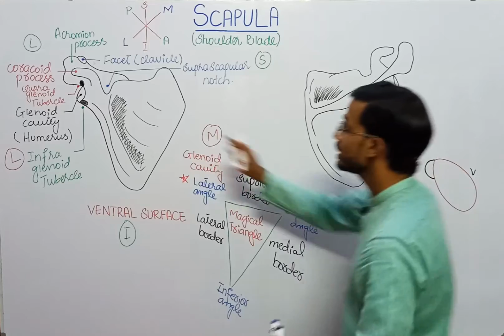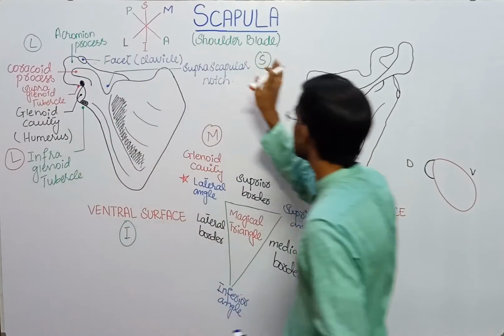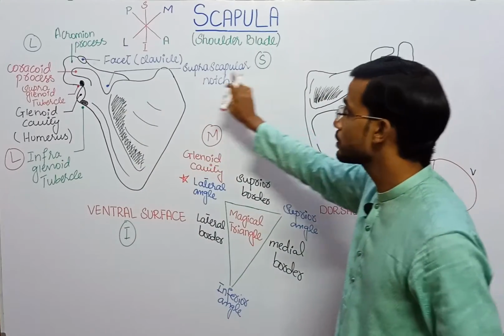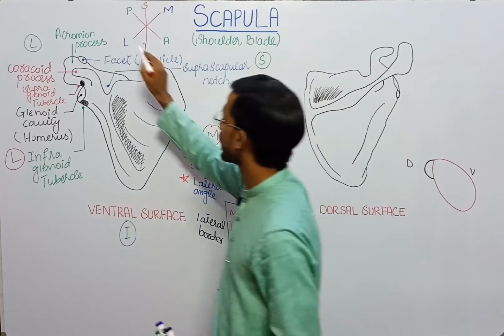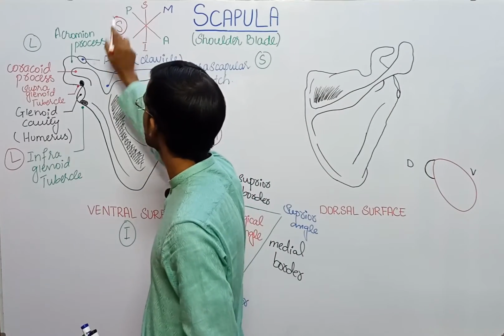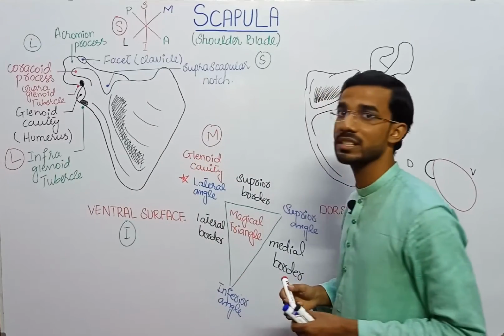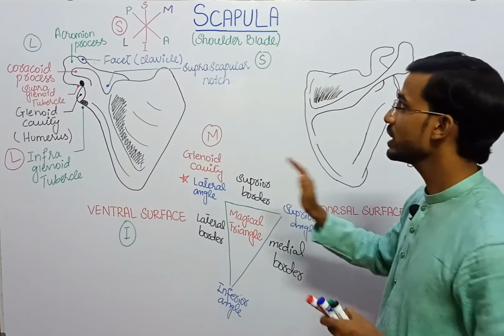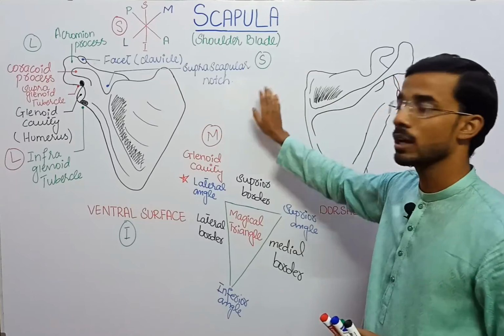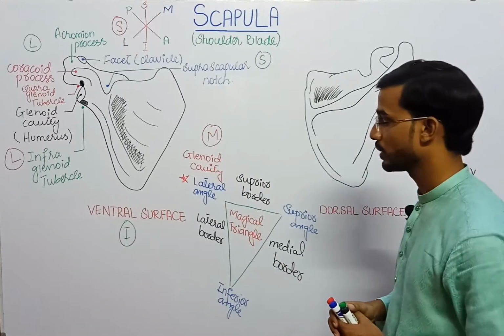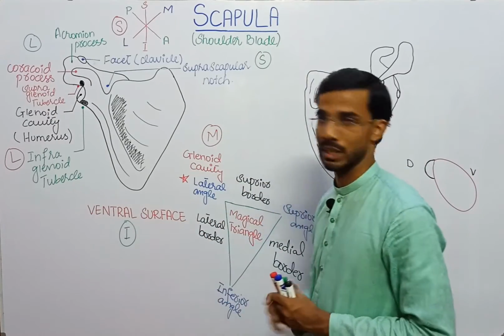And between the lateral and the superior angle is present the superior border, and actually this portion will be the superior portion, like this one. The upper portion of the scapula is the superior border. So these are the three angles and the borders of the scapula. So we have discussed the lateral surface.